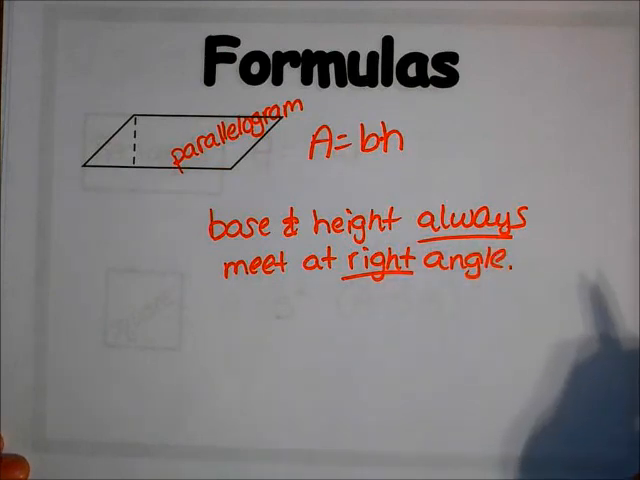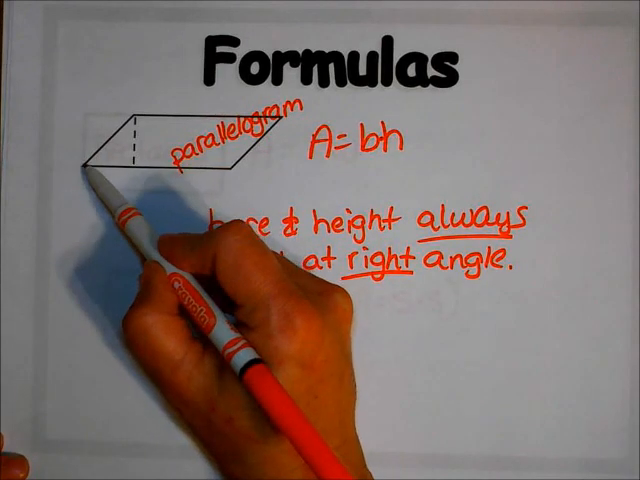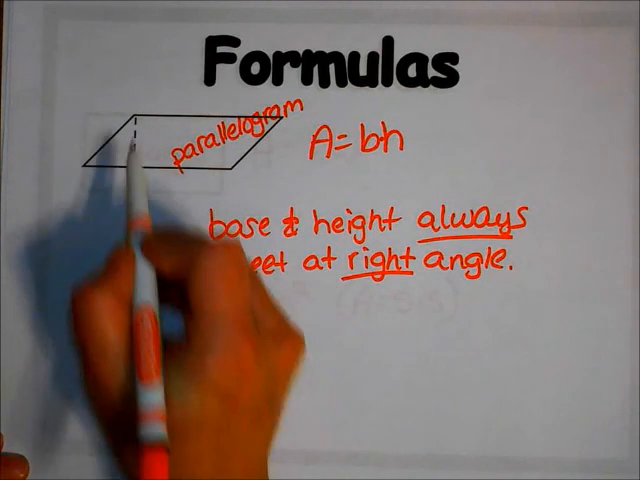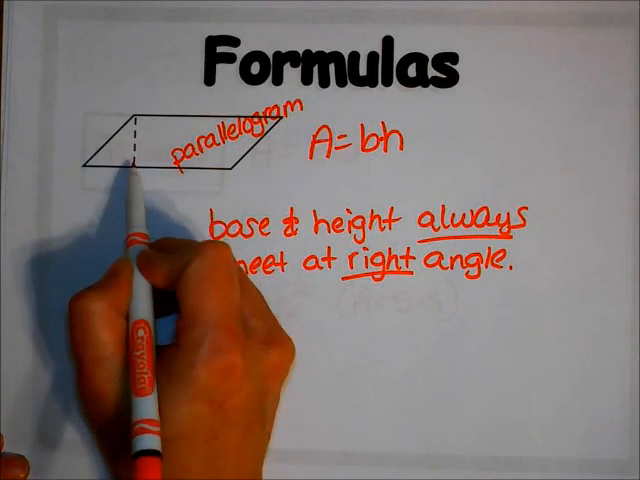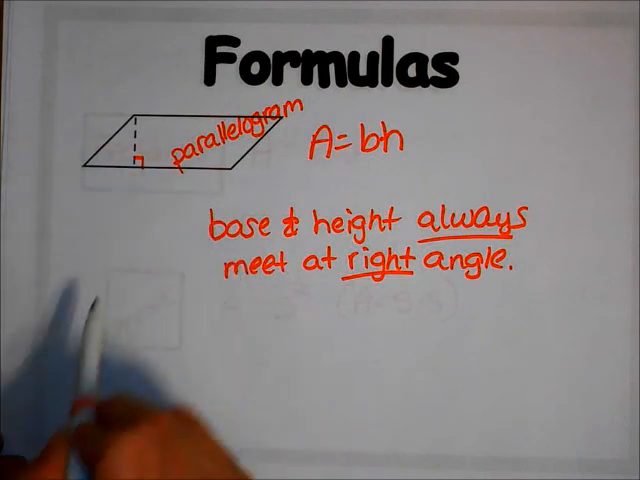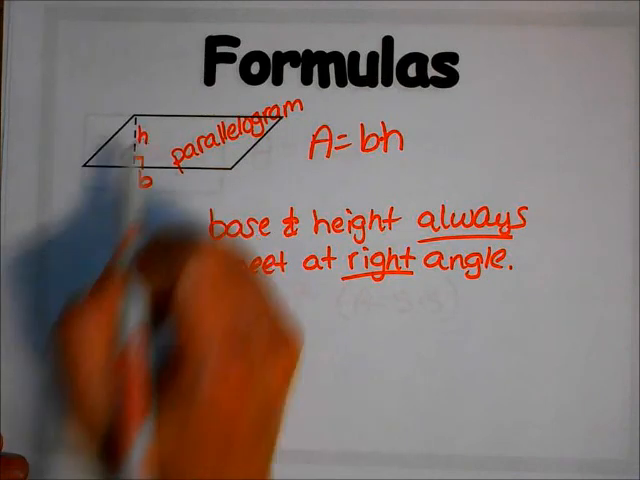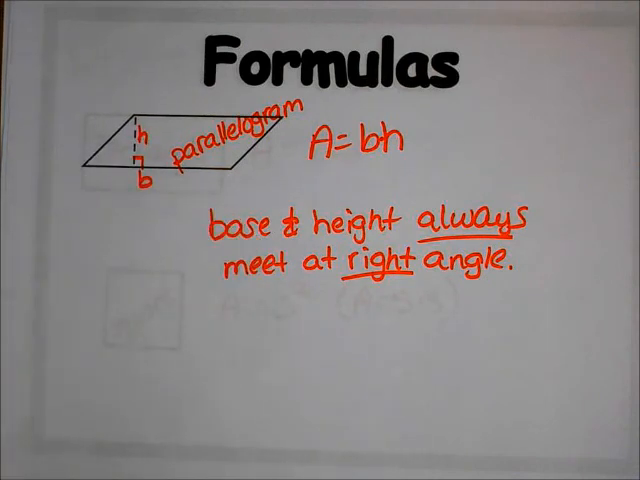Because think about when you go to the doctor and they're measuring your height. They make you stand up tall and straight. You're not leaning forward like this line is, so it is not the height. My height here is my dotted line. Notice there's where the right angle is formed. So here is my base, and here is my height. So let's practice.